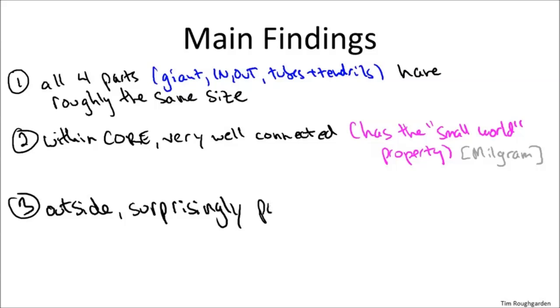And just as a point of contrast, outside of this giant strongly connected component, which has this rich small world structure, there is very poor connectivity in the other parts of the web graph.